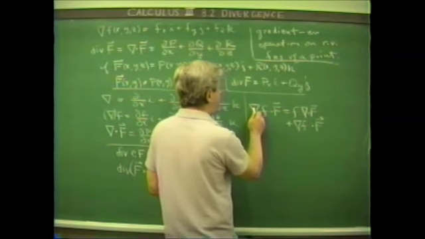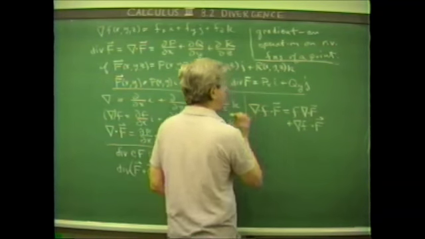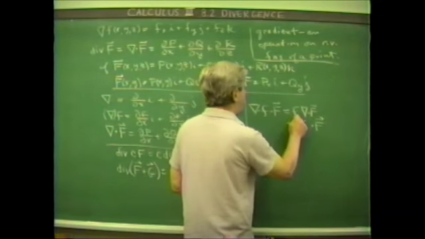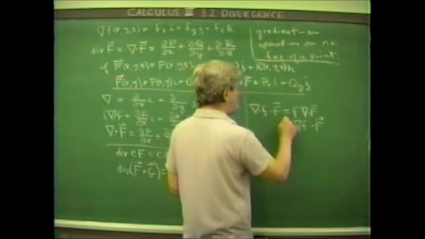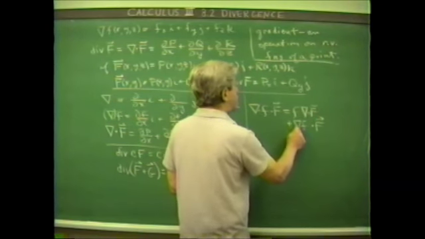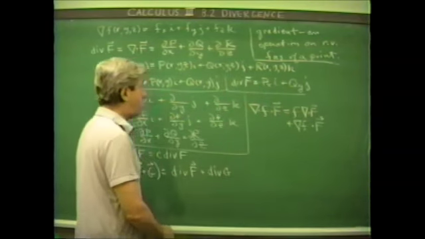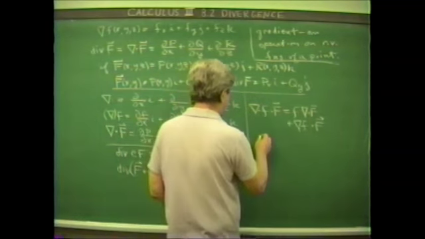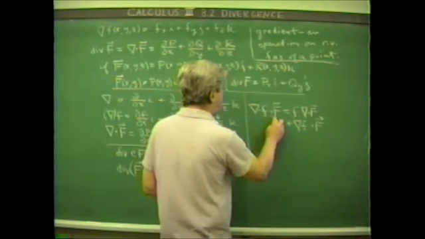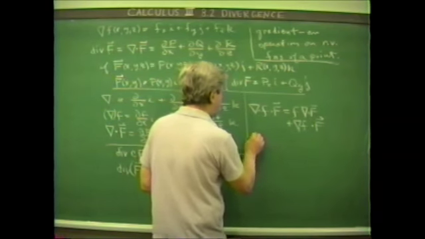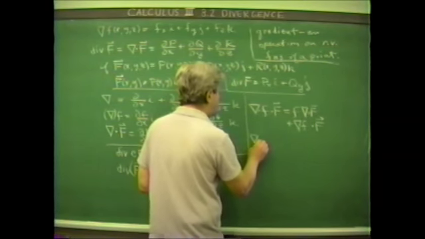Here we have the divergence of f times g is equal to f times the divergence of g plus the gradient of f times g. And of course, g is replaced here with capital F. Let's see that that's the case. If we've got f times capital F, we want to compute the divergence of it.